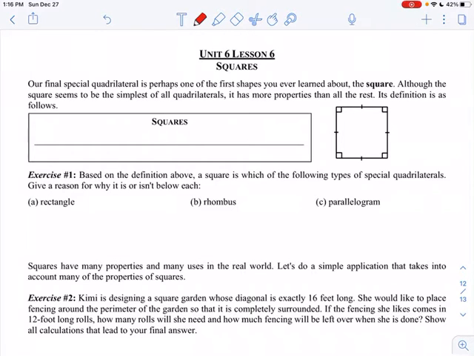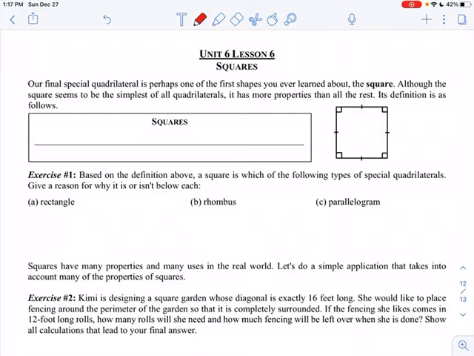Hi GOH, this is Unit 6, Lesson 6, and today we're going to talk about the square. So square is something you probably did back in 5th or 6th grade. The square is interesting in that it is a parallelogram, it is a rhombus, and it is a rectangle. So basically the square has all the properties.